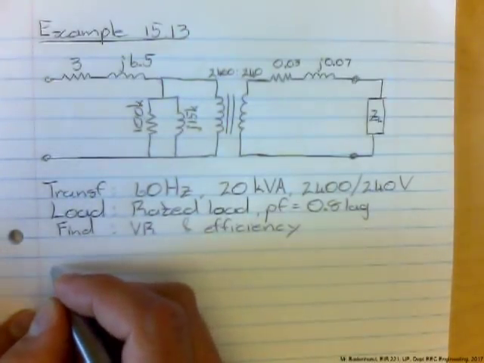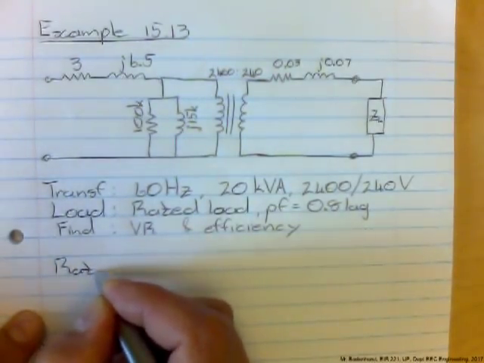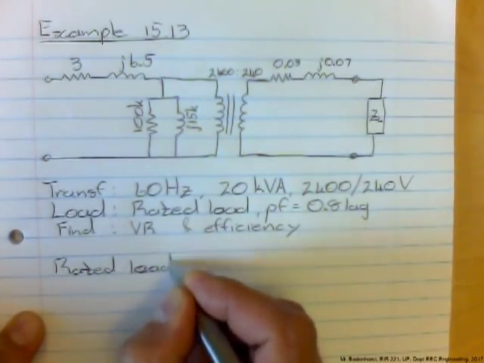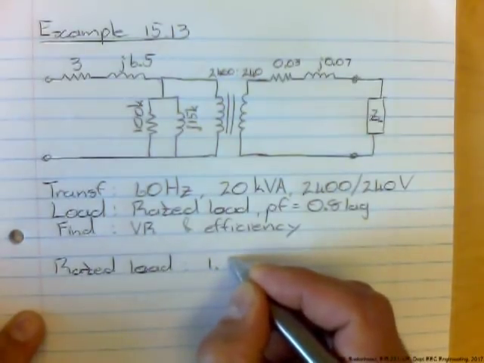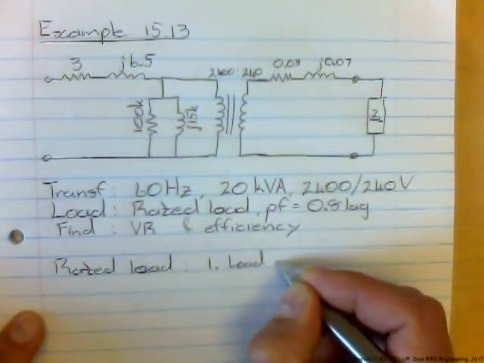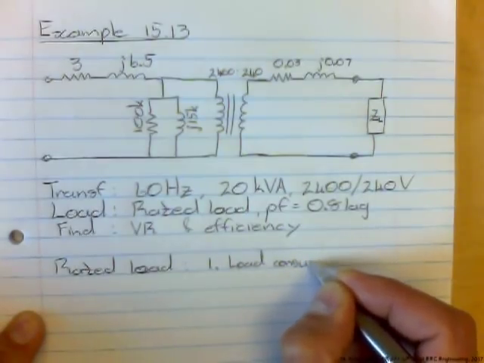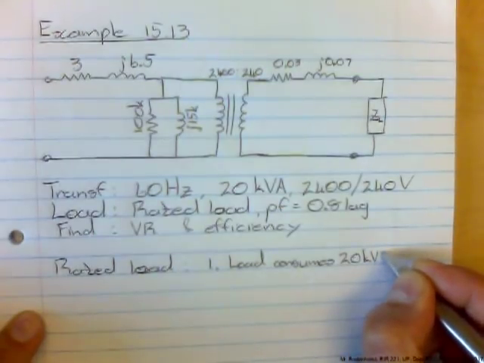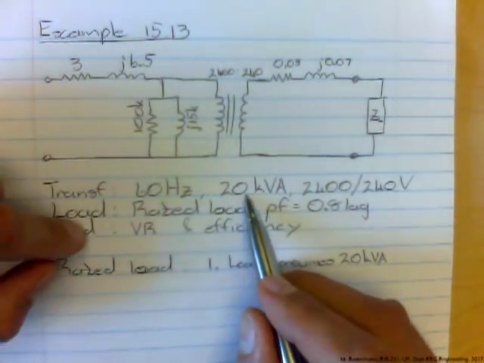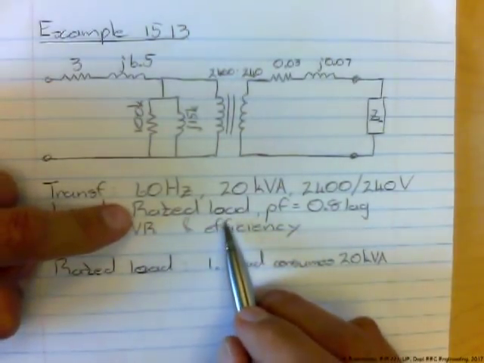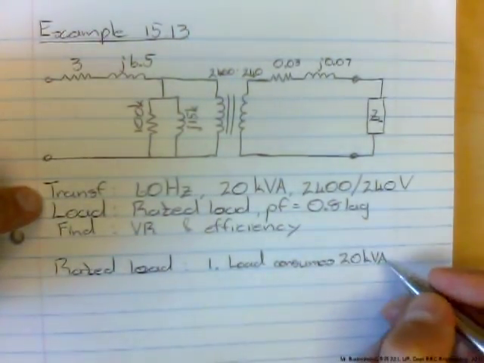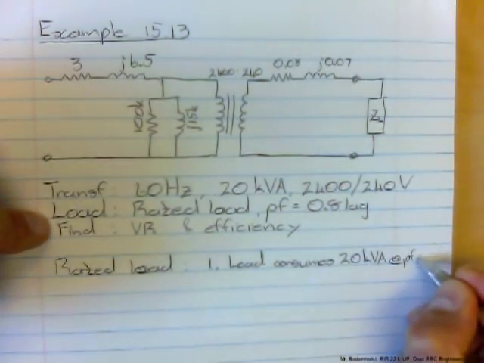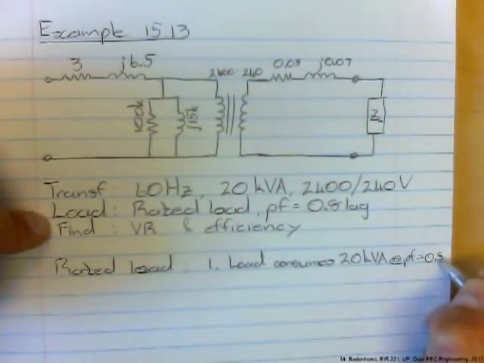It means two things. So let's just write this down, rated load means two things. Number one is that the load consumes 20 kVA. So the transformer's rating is 20 kVA, and if the load is rated, it's rated according to the transformer rating, so the load is actually consuming 20 kVA at a power factor of 0.8 lagging.